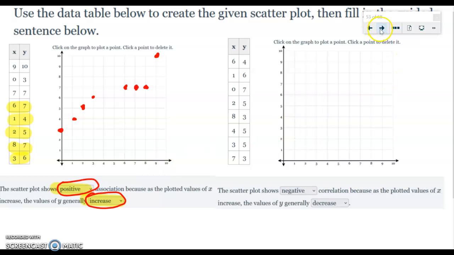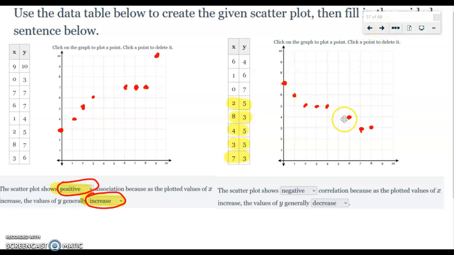So let's take a look at another one. So we plot that one too. You got 6 and 4, go over 6, up 4. And go over 1 and up 6. Go over 0 and up 7. And you just really plot out the rest of your points.